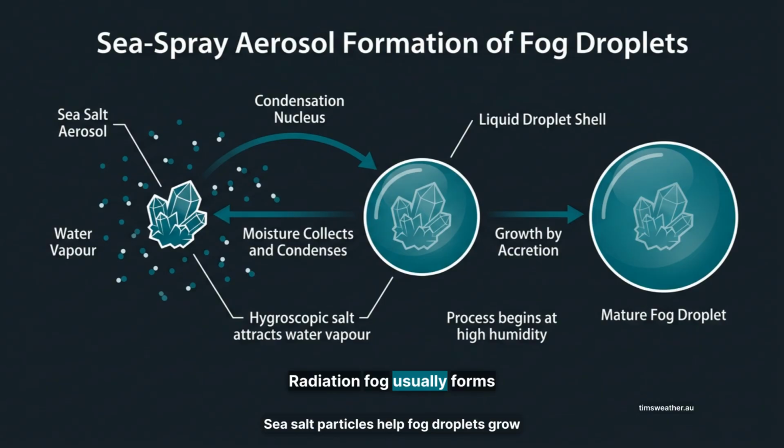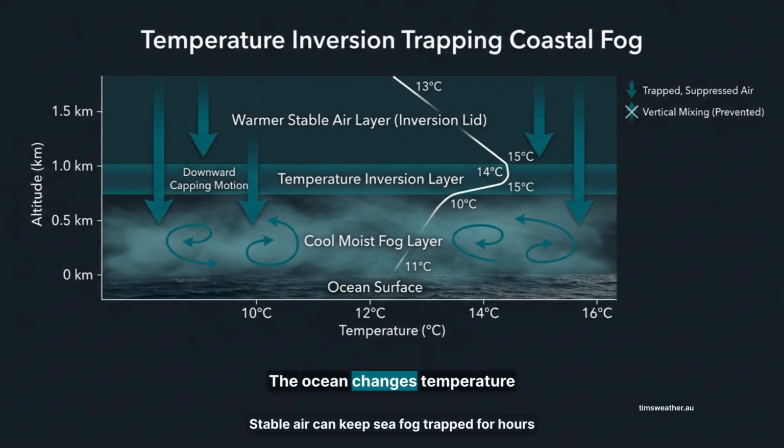Radiation fog usually forms overnight as the ground cools, then often lifts after sunrise as the land warms and mixing increases. The ocean changes temperature much more slowly than land, so it can keep the near-surface air cool and damp for longer. Around Australia, sea fog is most likely where moist air, cooler water, and steady onshore flow line up.